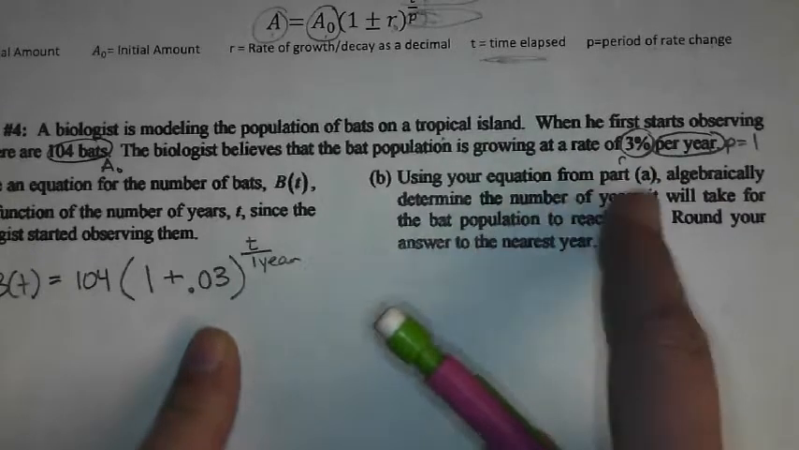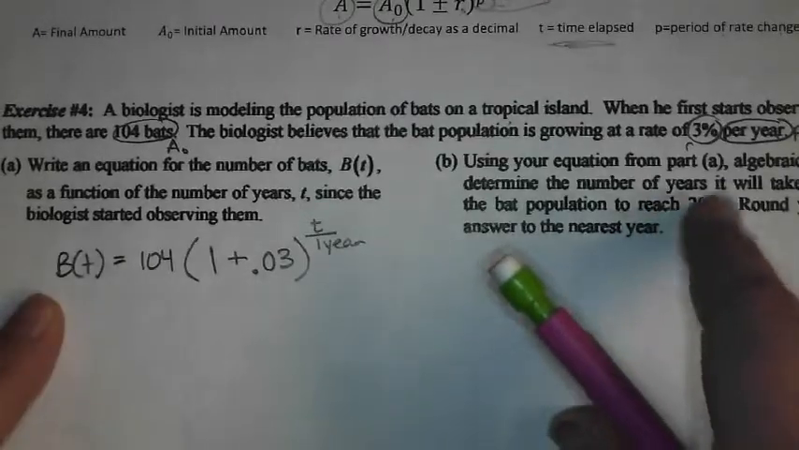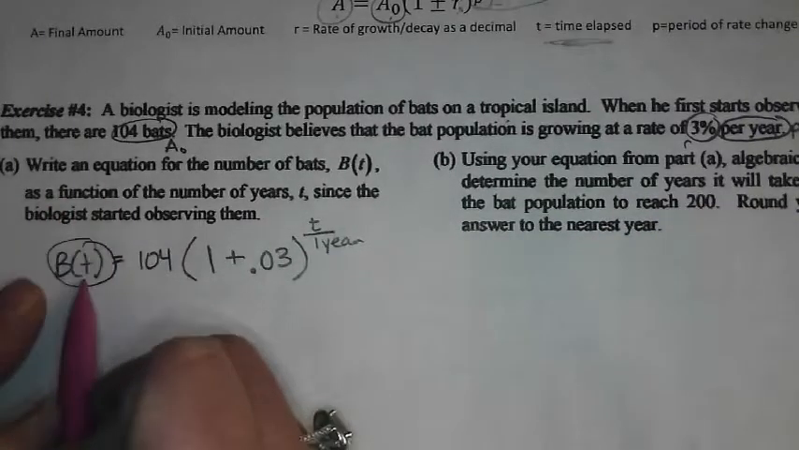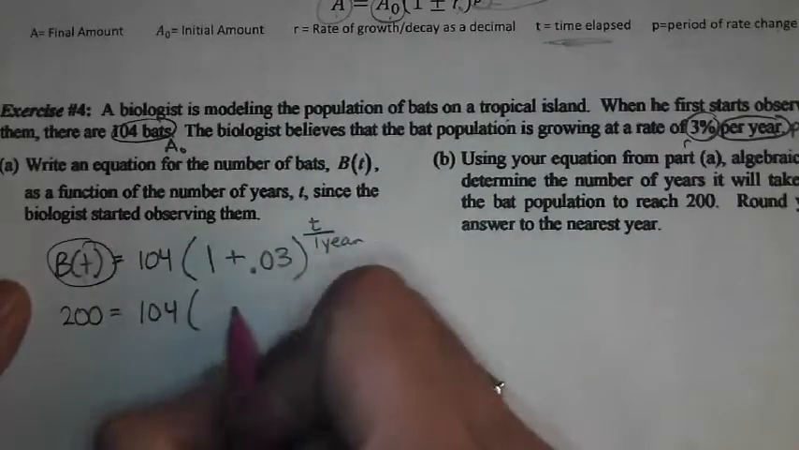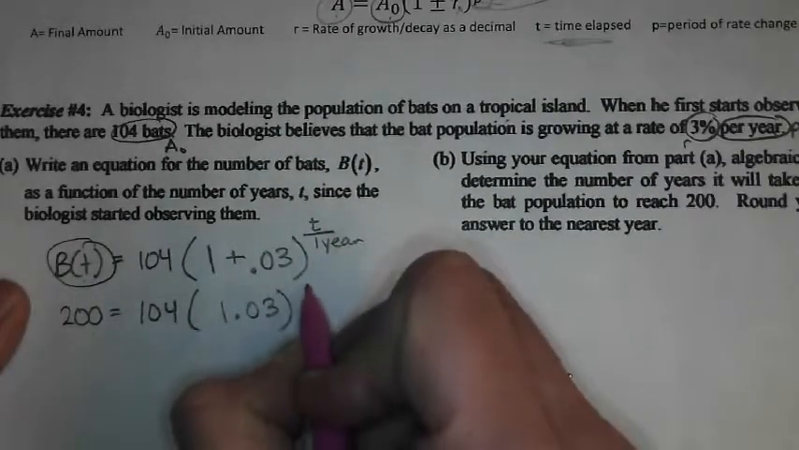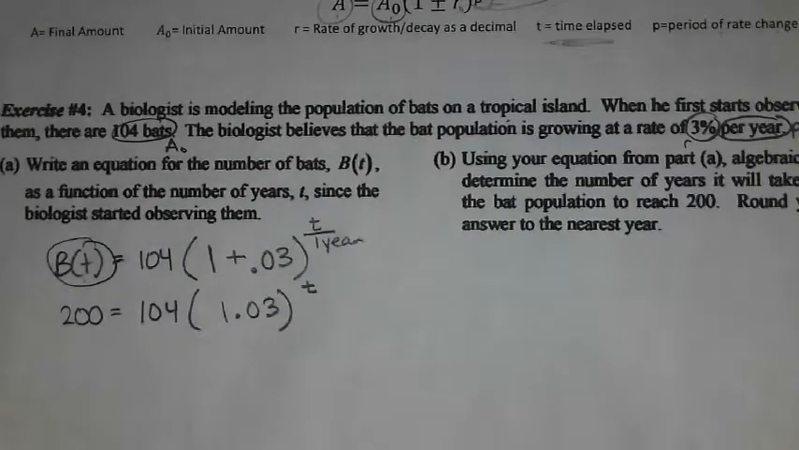Now part B says, and we'll actually use this equation, algebraically determine how long it will take for the population to reach 200 bats. So this, 200. In the meantime, 1 plus 0.03, I'm going to make 1.03. T over 1, I can just make T, correct? What do I have to do first to solve this? Just like we did on the front side, eh? Divide by 104. Then what do I do? Log both sides. Excellent.